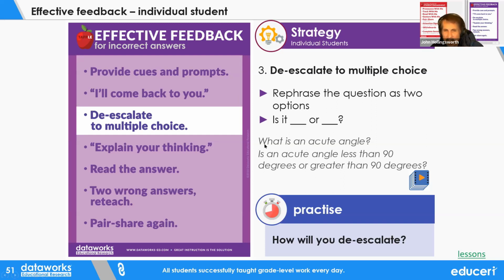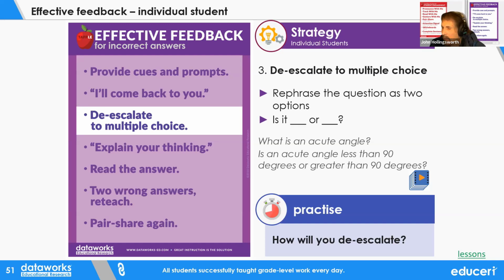And I've got an example here. Let's read together. What is an acute angle? So students, let me rephrase that. Is an acute angle less than 90 degrees or greater than 90 degrees? Let's see, I wonder if you can write a de-escalate question on your own. Let me give you an example. What's a prefix? And they said, I've forgotten. Is the prefix letters added to the beginning of a word to change its meaning or letters added at the end of a word to change its meaning? What's a verb? I forgot. Oh, is a verb something that shows action or is it name a person, place, or thing?